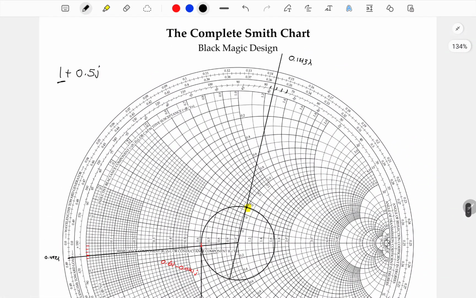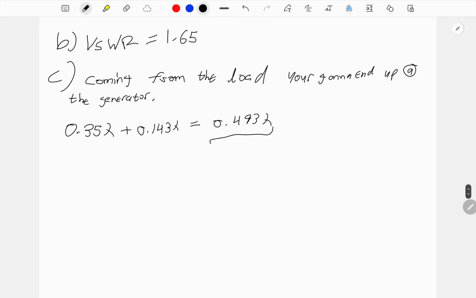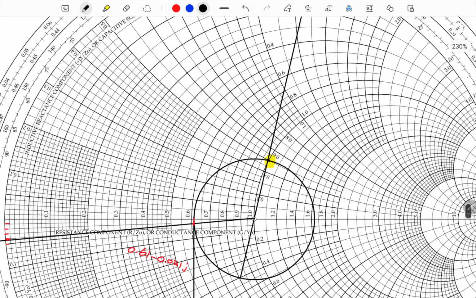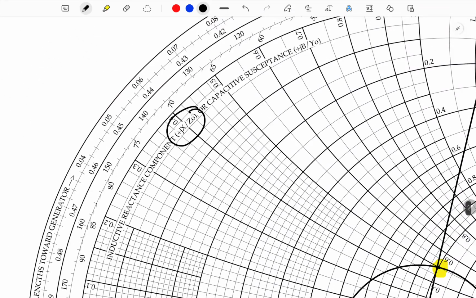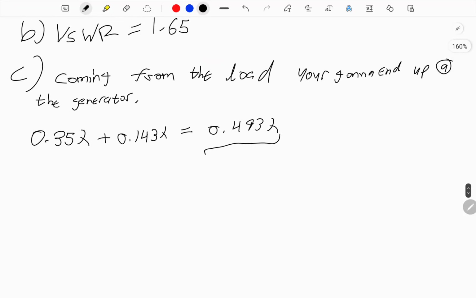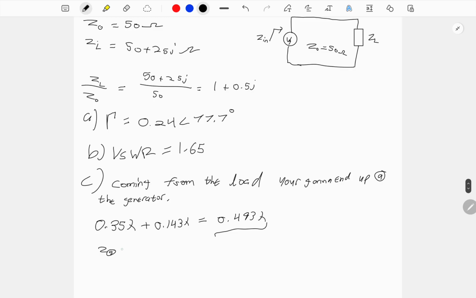Is that the final answer? Pay attention: that's R divided by Z naught, plus jX divided by Z naught. So right now we have the normalized impedance, and you multiply by 50 because you divided by 50 at the start. So Z at 0.35 lambda from the load, divided by Z naught.